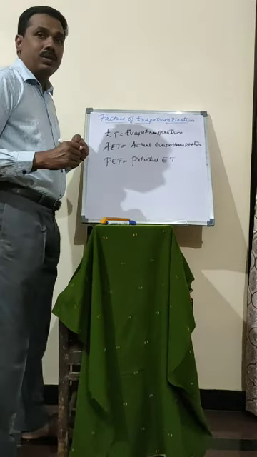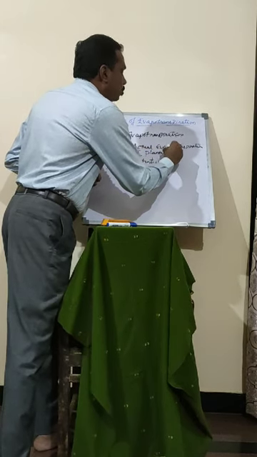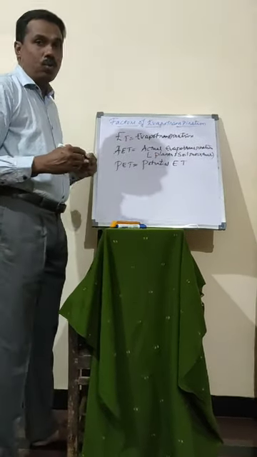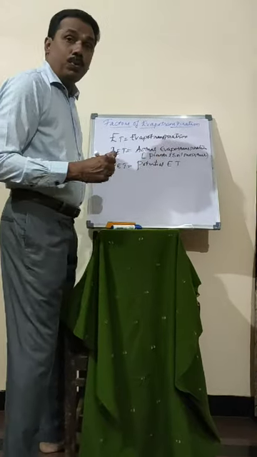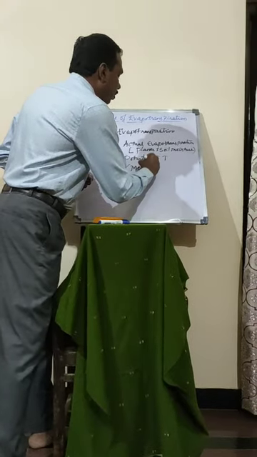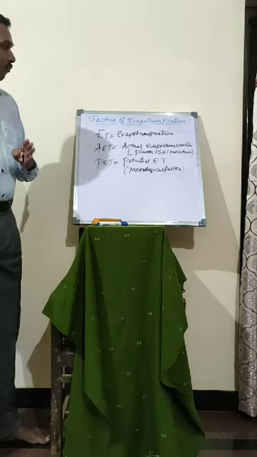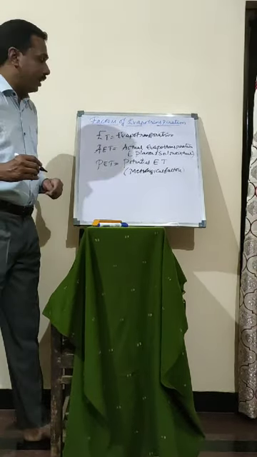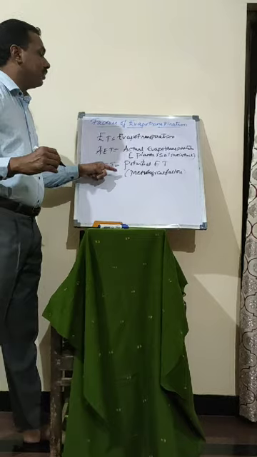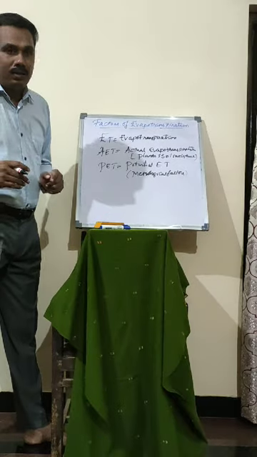Actual evapotranspiration mainly depends on the plants and soil moisture. That is controlled by the plants and the soil moisture content. Potential evapotranspiration is mainly controlled by the meteorological factors. So, ET is nothing but the evapotranspiration. AET is the actual evapotranspiration controlled by the plants and the soil moisture. PET is the potential evapotranspiration that is dependent on the meteorological factors.